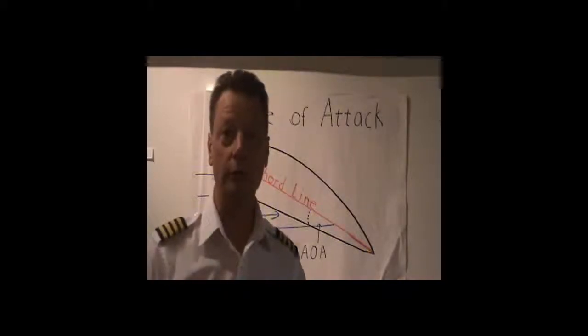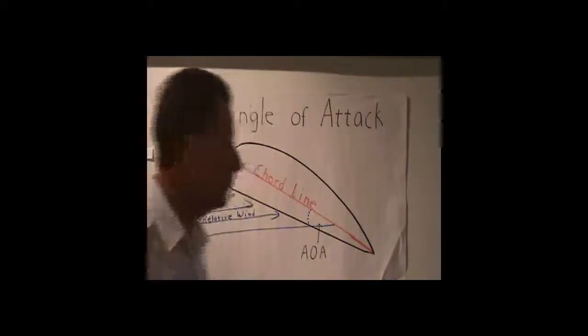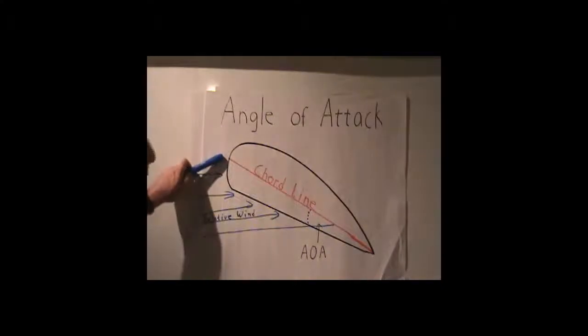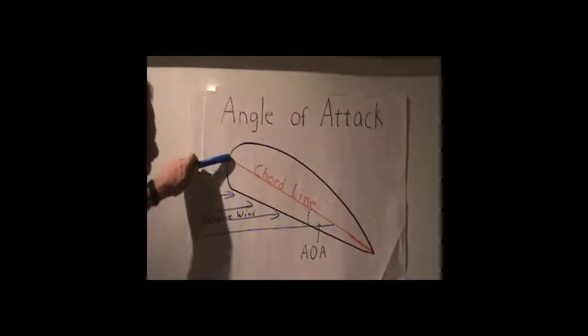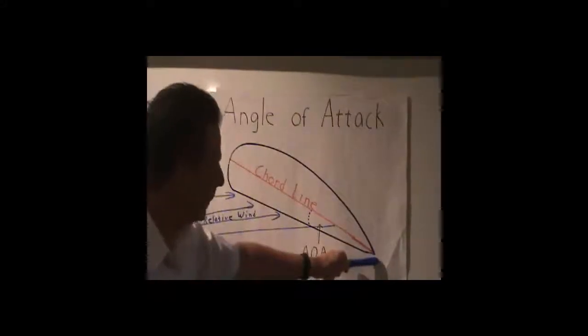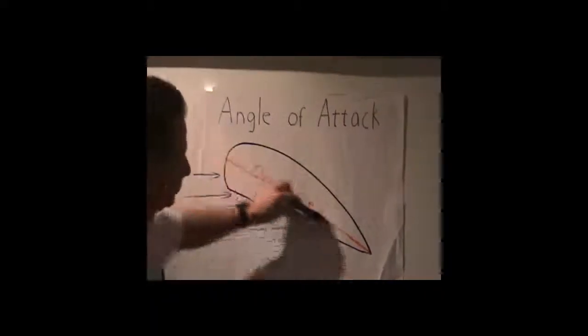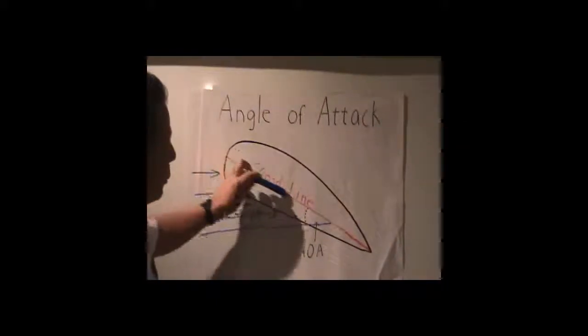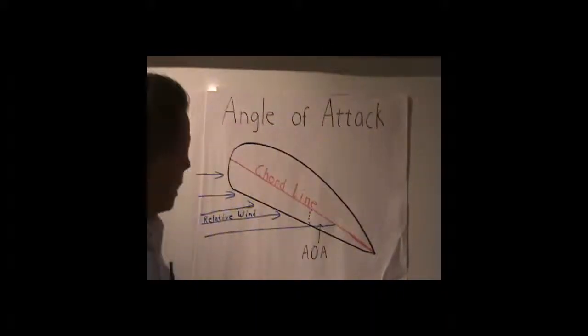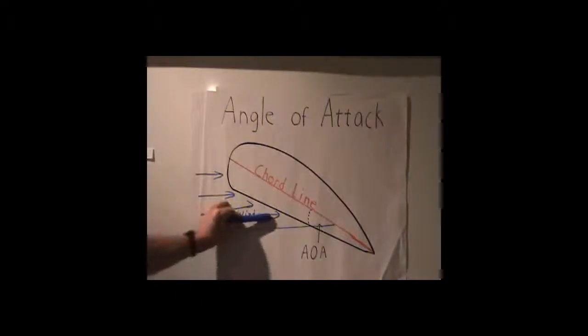We have to know, what are we measuring? Well, if you look at an airfoil, a wing, we have the leading edge and the trailing edge. If we draw an imaginary straight line from the leading edge to the trailing edge, we call this the chord line. Then we have the relative wind.